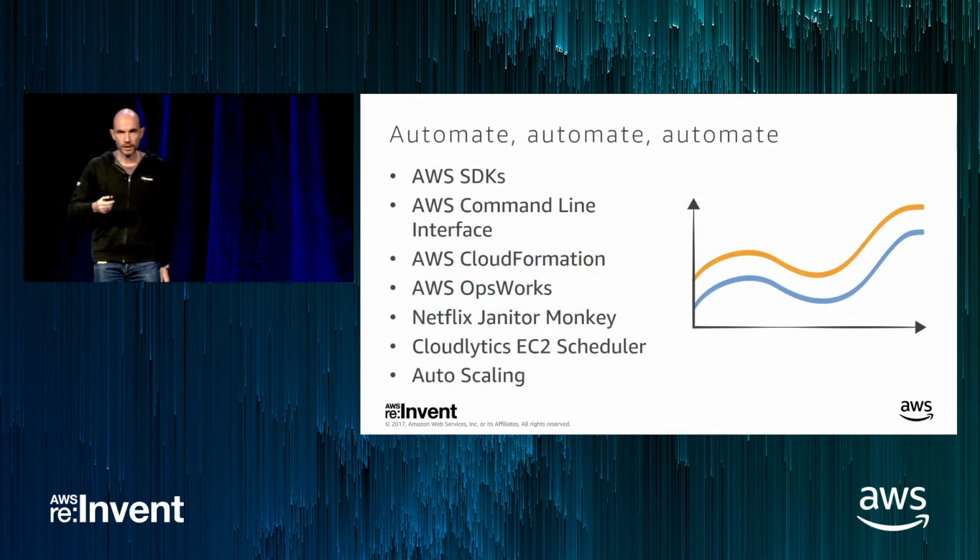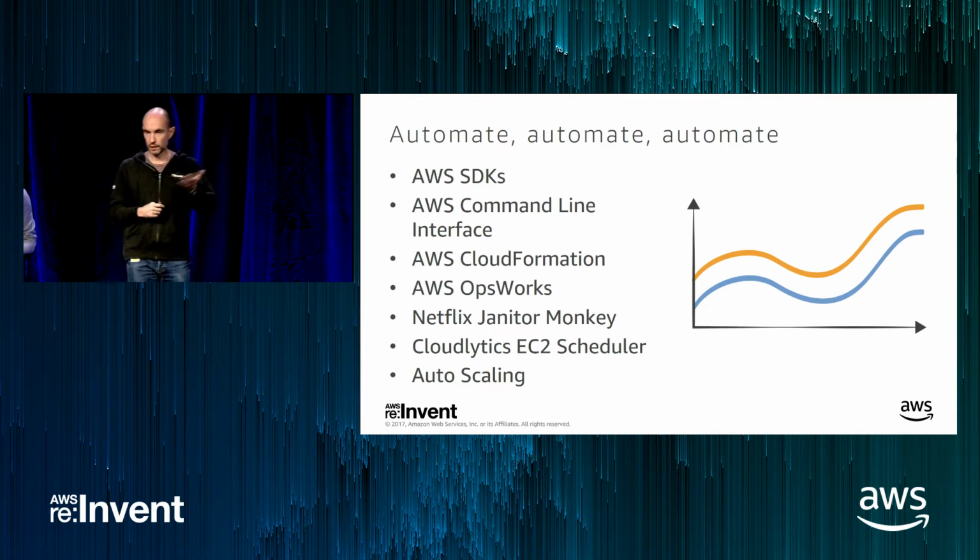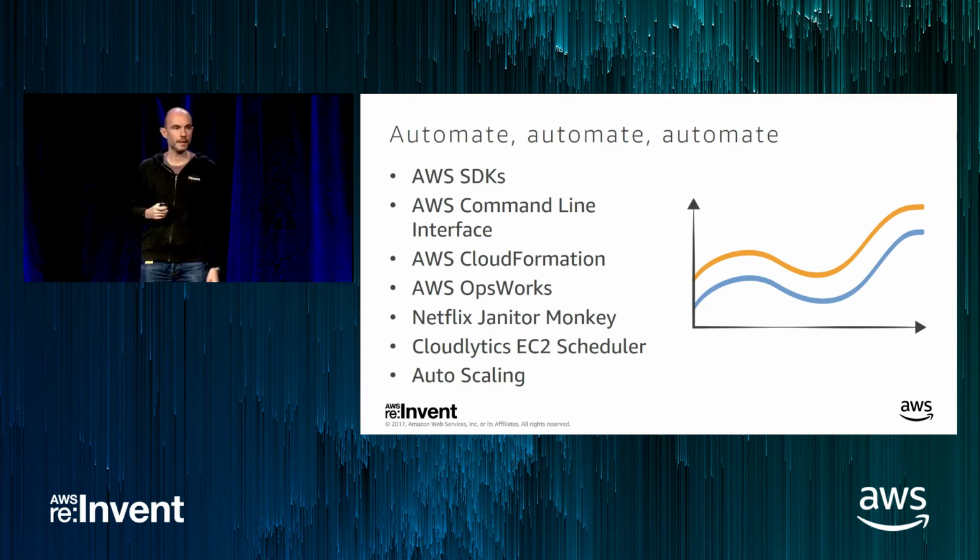So you can automate everything on AWS. You should automate everything on AWS. And you can use the AWS software development kits. You can use the CLI interface or CloudFormation or any other tool. I don't care. The key thing here is to have a way to automate the lifecycle of your instances.